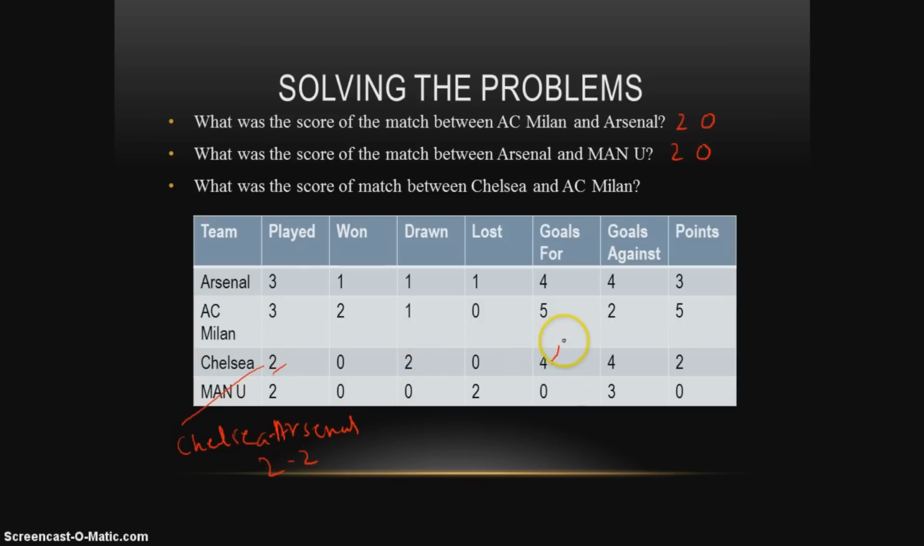That means the Chelsea-Arsenal score was 2-2. But I see that Chelsea has scored 4 goals and has conceded 4 goals. That means the other 2 goals it has scored and conceded were against AC Milan. So the score between Chelsea and AC Milan should also be 2-2. So that brings me to the end of solving the problems.